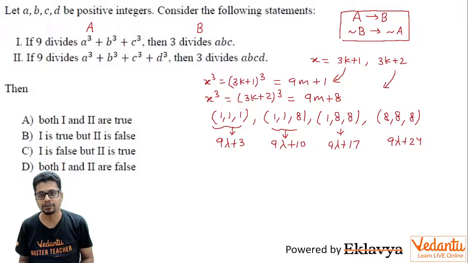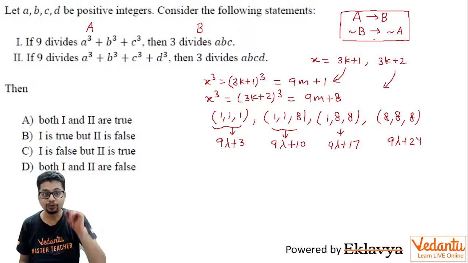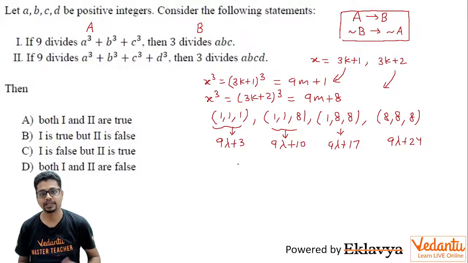not divisible by 9. That means if ABC is not divisible by 3, then A cube plus B cube plus C cube is not divisible by 9. Not B implies not A. That means A implies B. That means statement 1 is true. Similarly, you can check for statement 2.